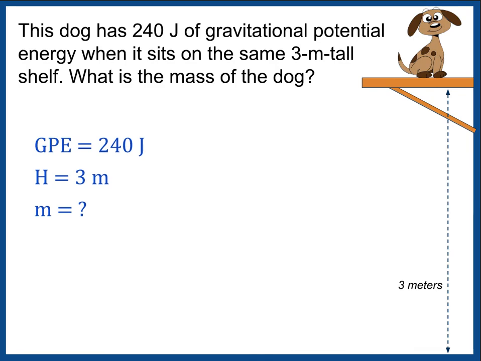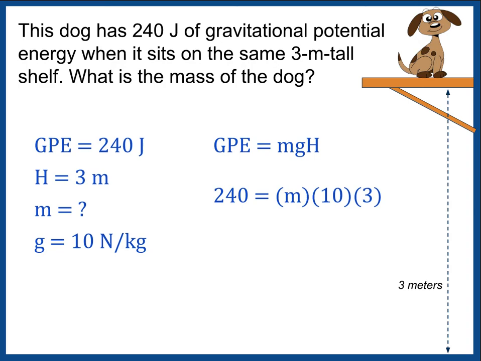And then there's this sort of hidden information that we have to remember is out there, and that is that the value of little g is 10. So as we start with this problem, you could rearrange it right away to solve for m, if that's what you like to do, or you could just plug the numbers into the equation and then do some algebra. So I put in the 240 on the left-hand side, left the m, my unknown, as the variable, and then entered the 10 and the 3.